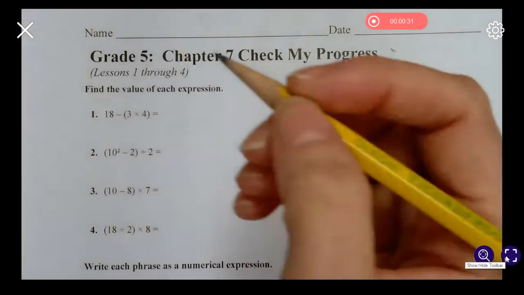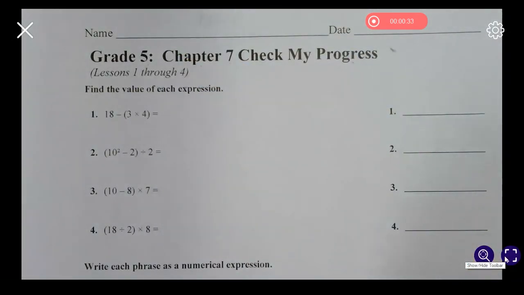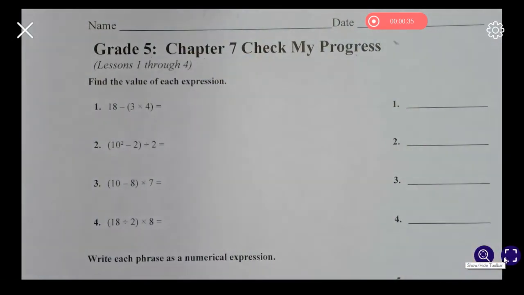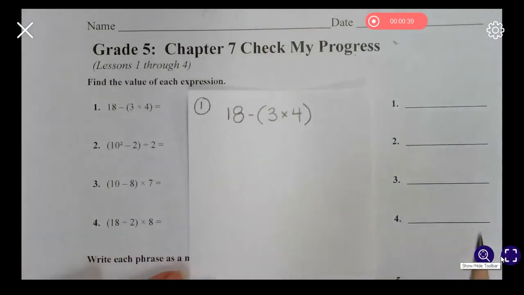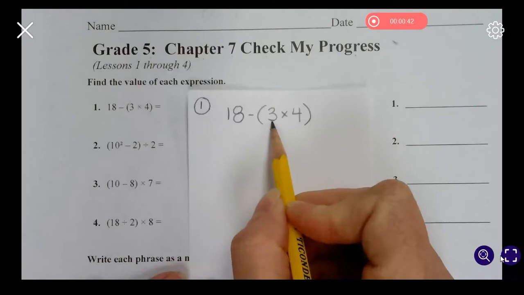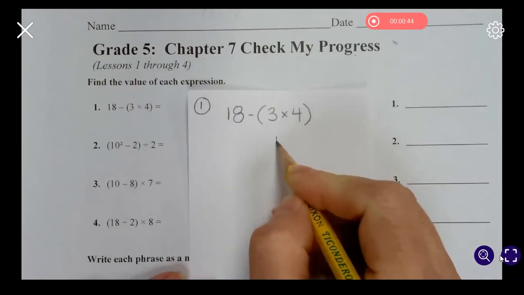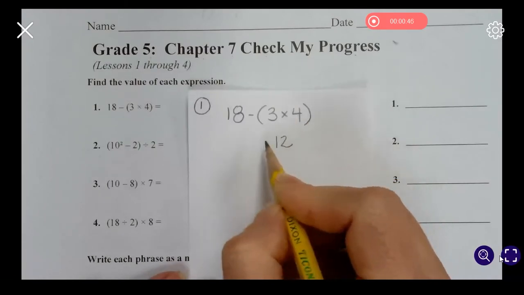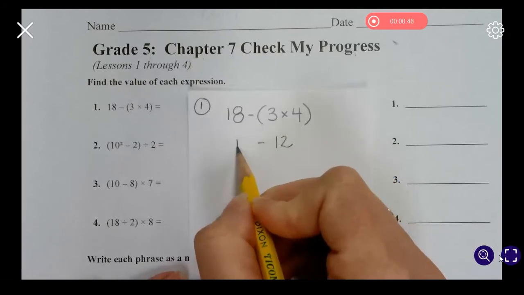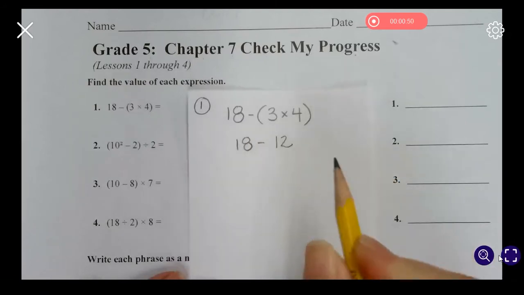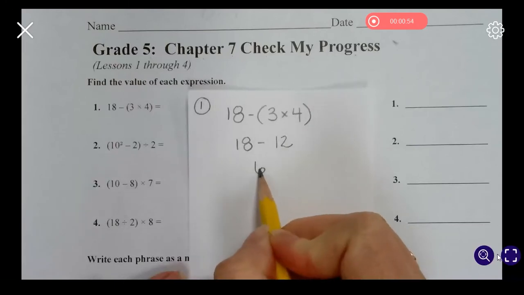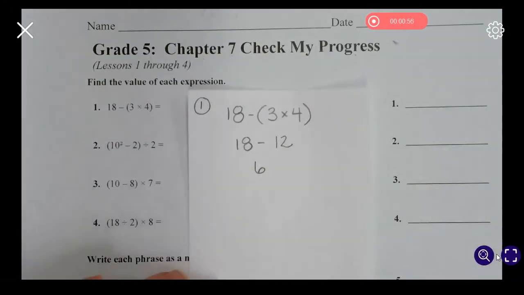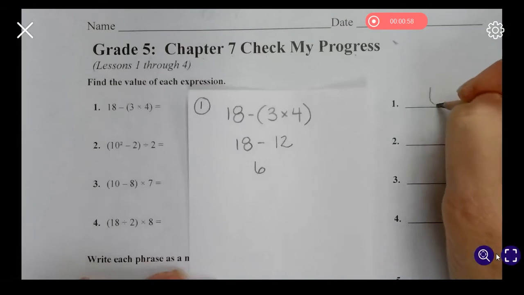So we're going to be using the order of operations to solve questions 1 through 4. For question 1, we're going to do what's in parentheses first. 3 times 4, that equals 12. Then we bring down the remainder of our problem. 18 subtract 12 is 6. So our answer is 6.